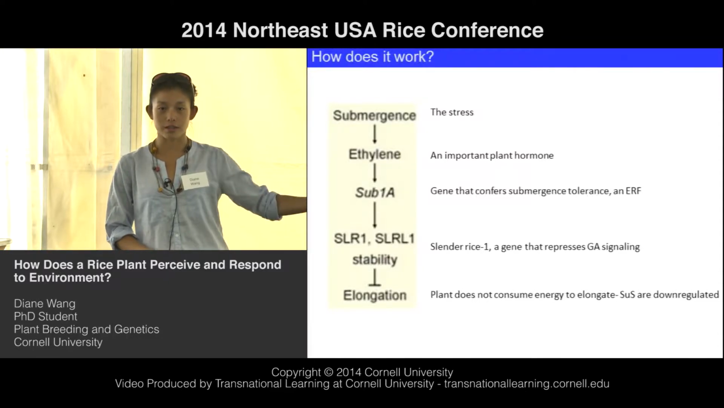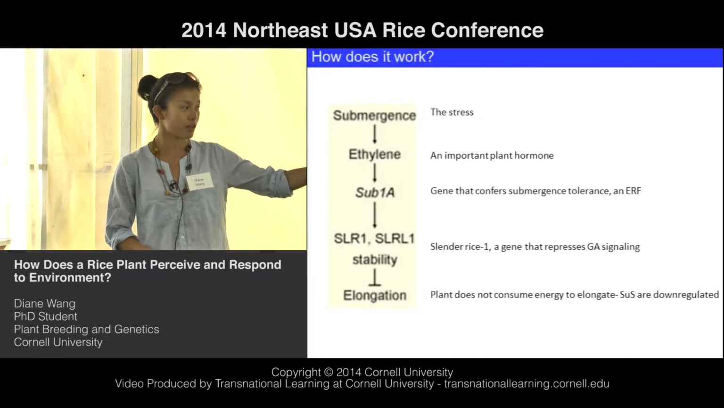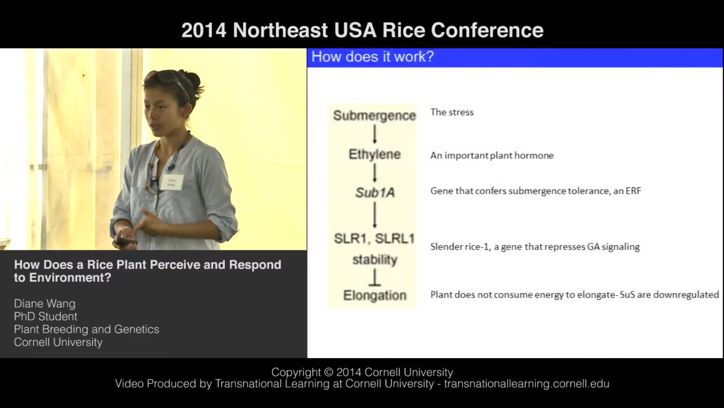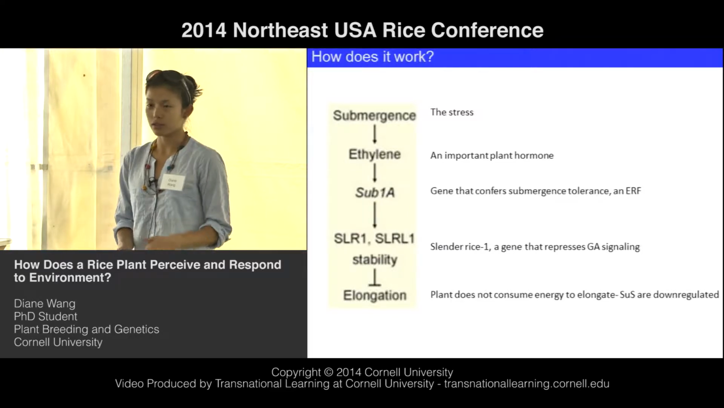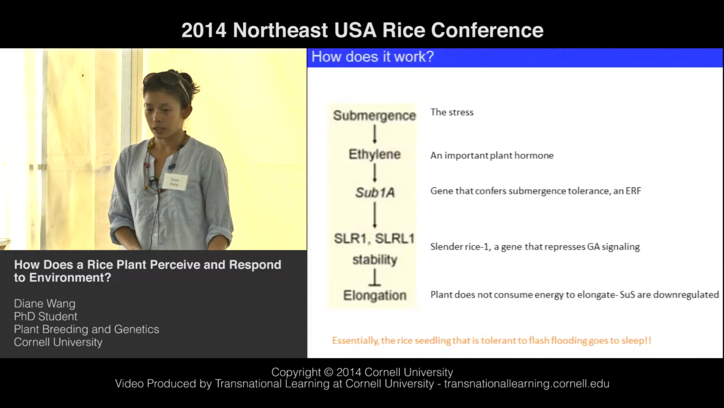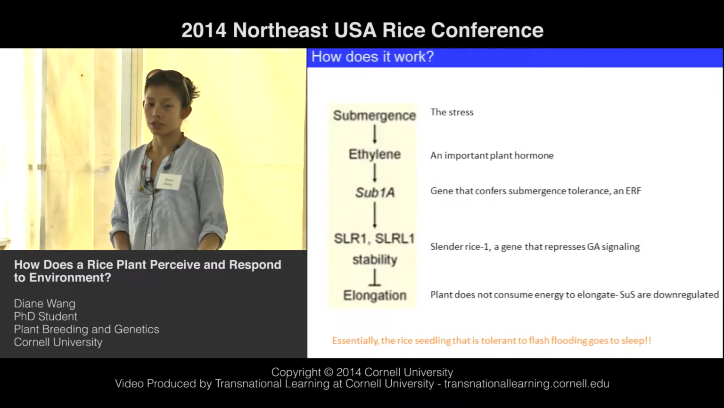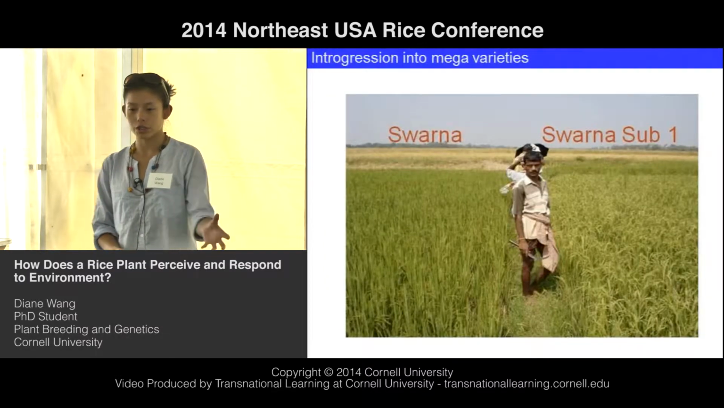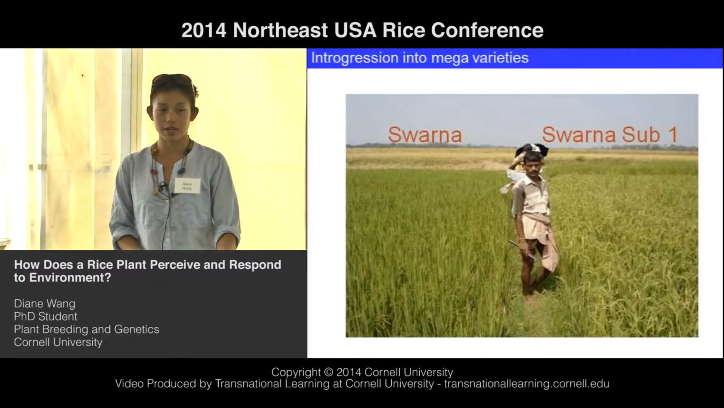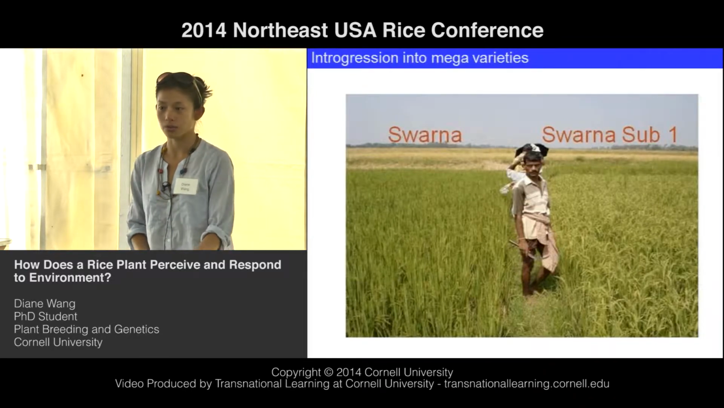And some of the other traits that they've measured in these submergence tolerant rice lines are that carbohydrate metabolism genes, such as sucrose synthase, things that would get promoted when the plant utilizes carbohydrates to do whatever it needs to do, are downregulated. And that makes sense. Essentially, the take-home message is that the rice seedling deals with submergence by going to sleep. And here we see that the breeders took this gene and introgressed it into mega varieties to make them tolerant to flash floods.